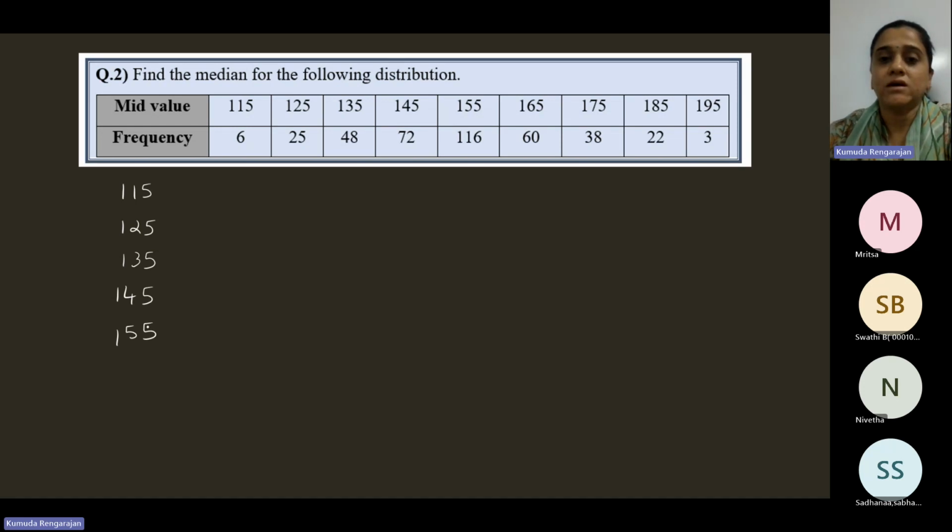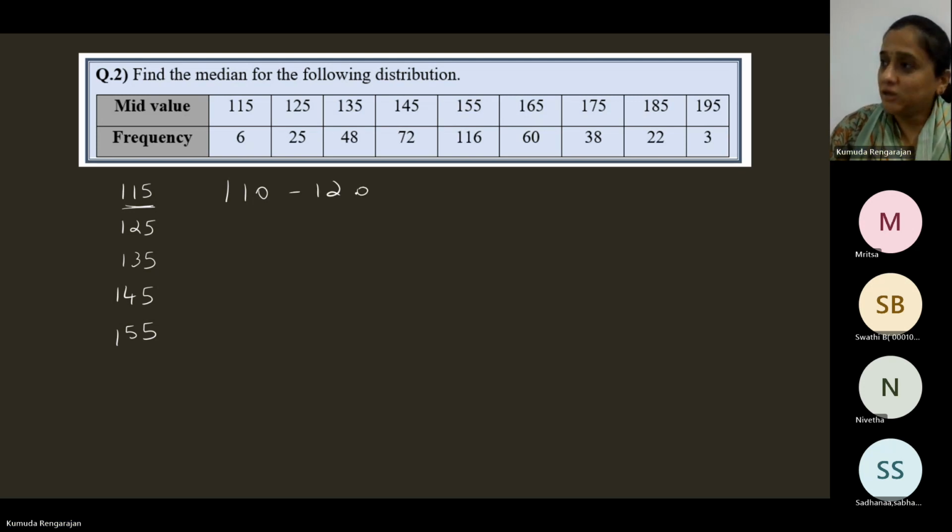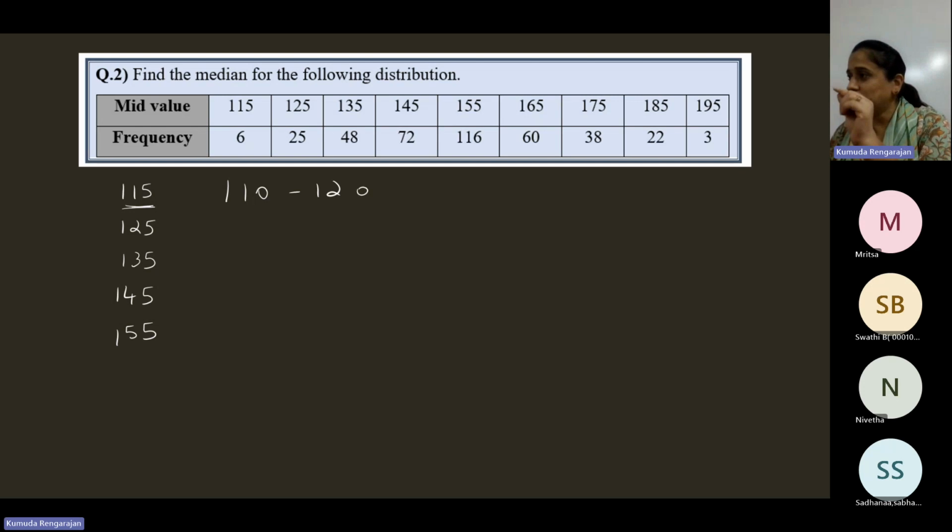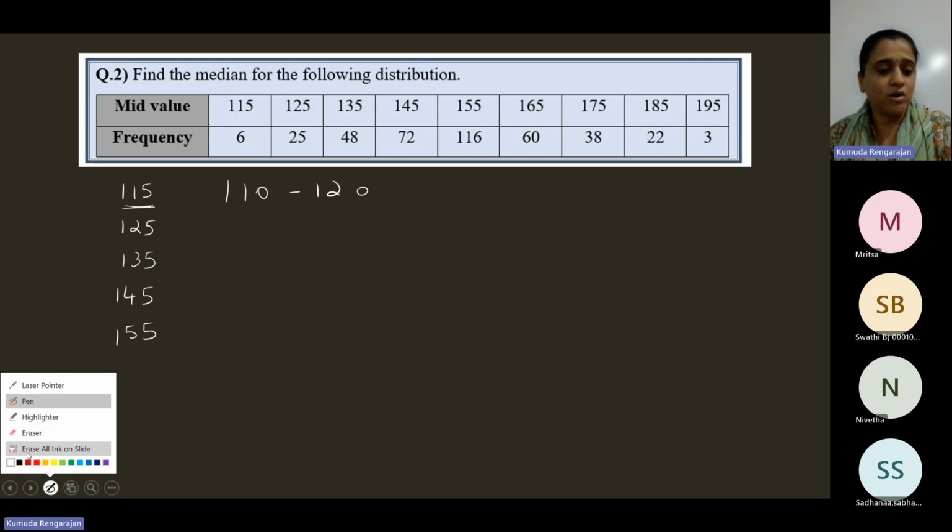So take any two consecutive mid values. The difference is 10. 10 by 2 is 5. Now to this mid value, you subtract that number, 5, and you will get the lower limit. And to the same mid value, add 5, and you will get the upper limit. So how did we get that number, 5?